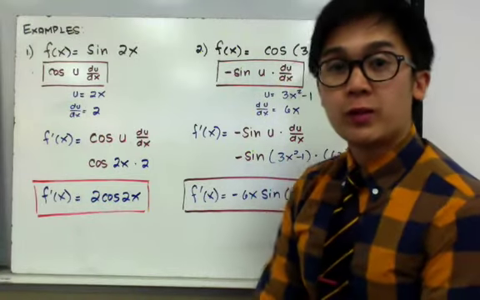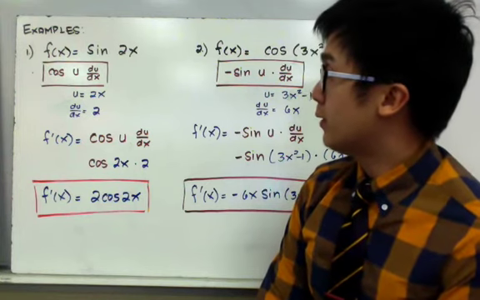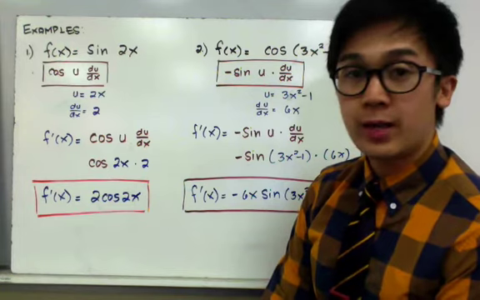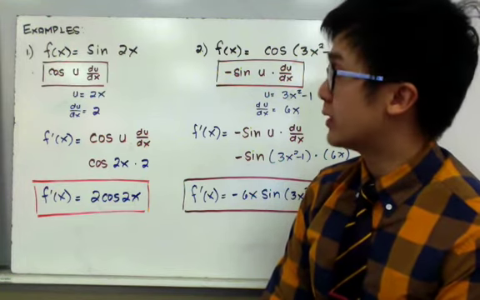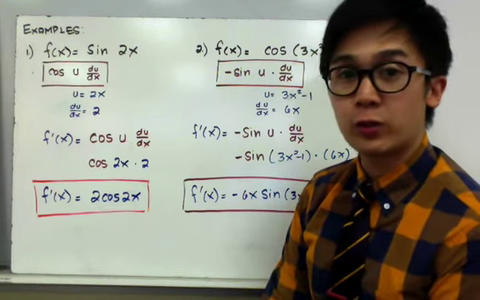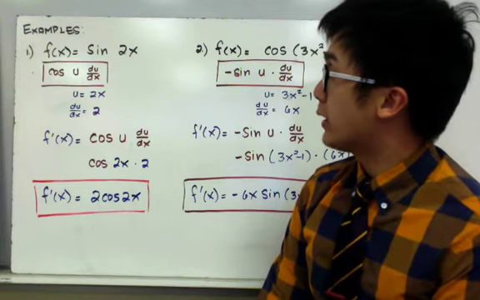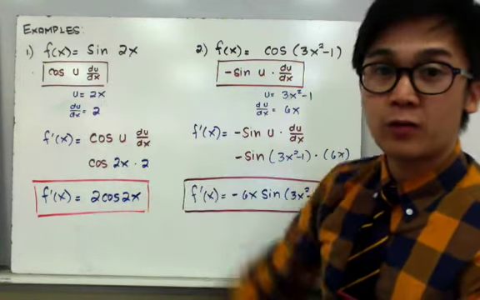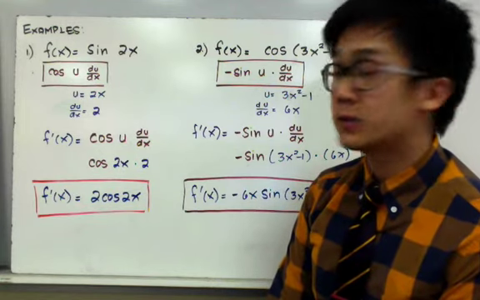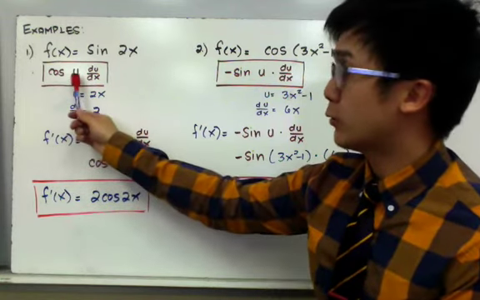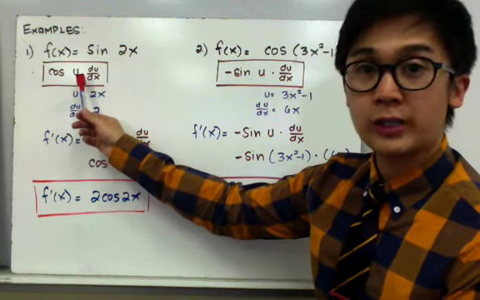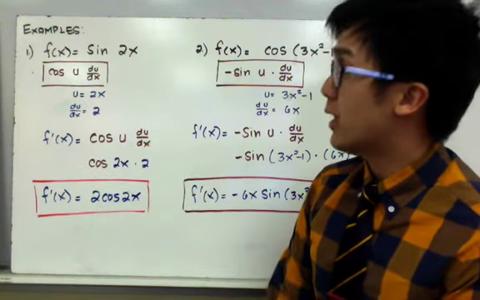We're going to start with a basic, simple trigonometric function, f of x equals sine 2x, and we're going to find its derivative using the formula that I showed you a while ago. We know from the formula that the derivative of sine u is equal to cosine u du dx. So I'm showing you each of the formulas that we are using for each trig function.